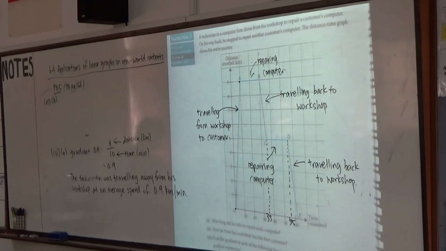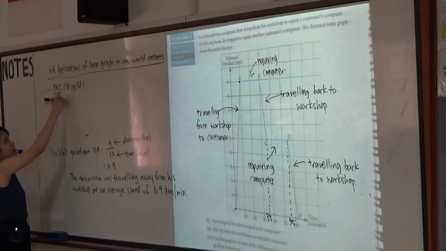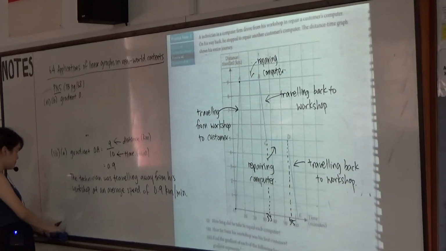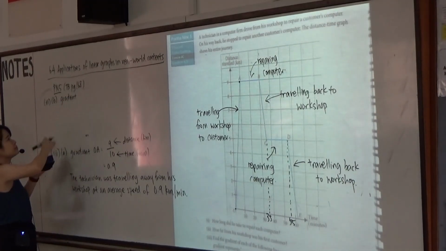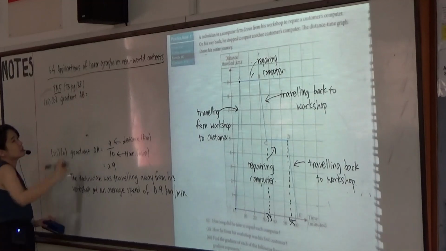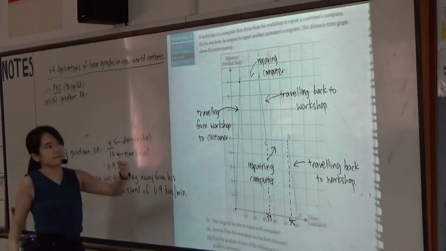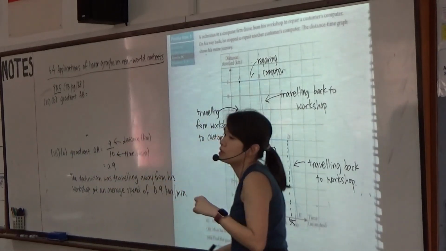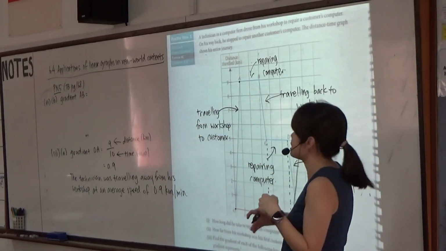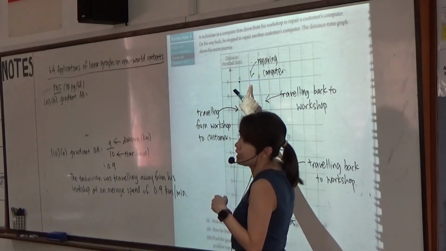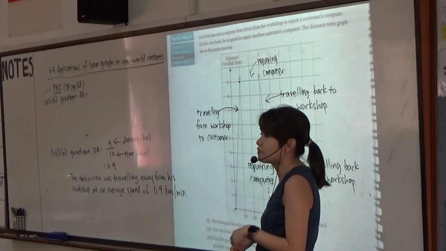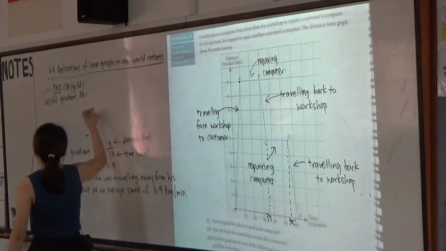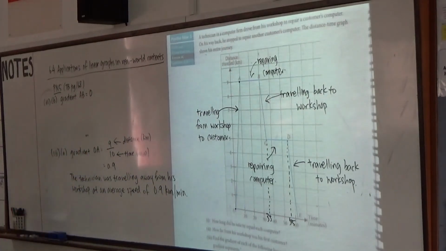So for part B, we want to find the gradient of AB. So AB is this particular line segment. And what kind of line is this called? It's a horizontal line, right? Yesterday we learned that this is a horizontal line. And for a horizontal line, what kind of gradient should we have? It is 0. So no need for any calculation, we know that it will be 0.